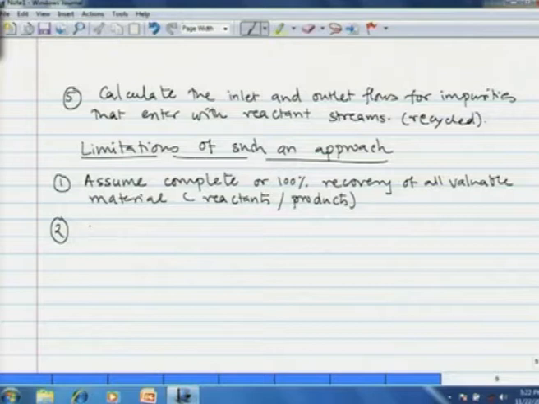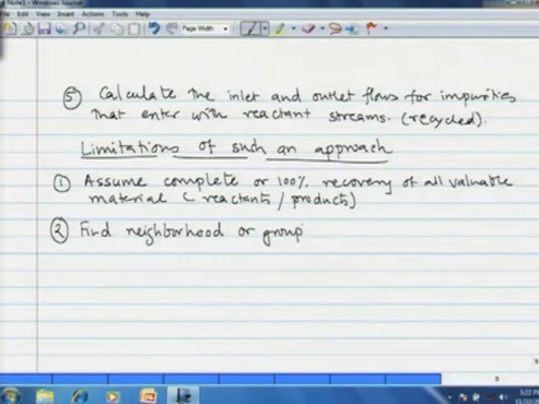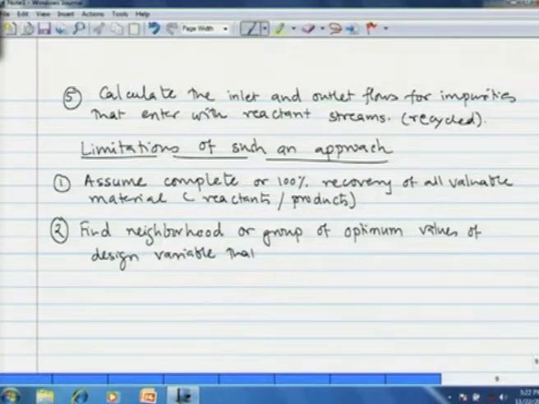So, that point we also note that find the neighborhood or a group of optimum values of design variables that decide the inlet and outlet flows than to determine the losses as we have seen in step 4 and step 5 of our approach.